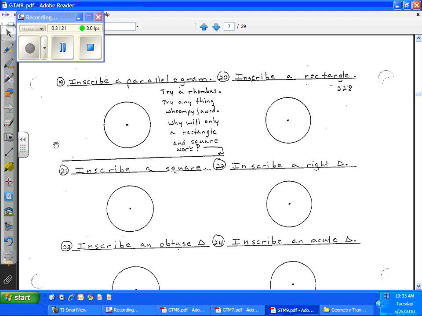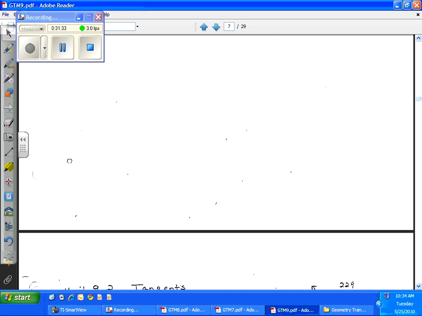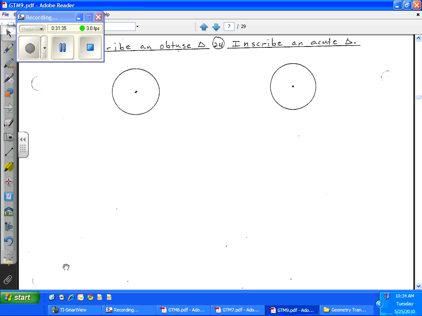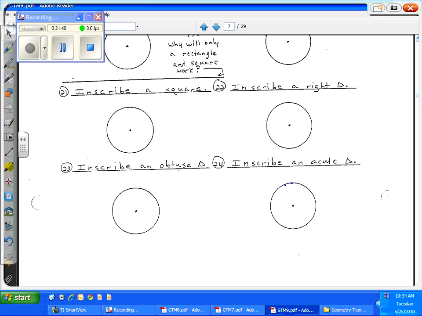Now, we're doing discovery learning here. We're going to inscribe a parallelogram, inscribe a rectangle, inscribe a square, inscribe a right triangle, inscribe an obtuse triangle, inscribe an acute triangle. Let's just kind of play with some of these. To inscribe an acute triangle is pretty easy. You want to go past the center. We just want the vertices there, connect, it's inscribed. There's an acute one. An obtuse one.